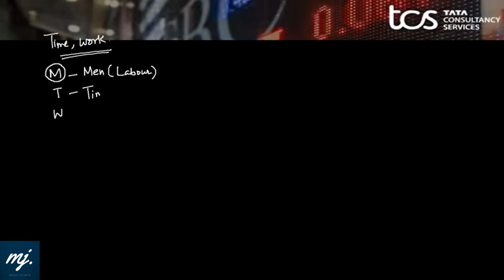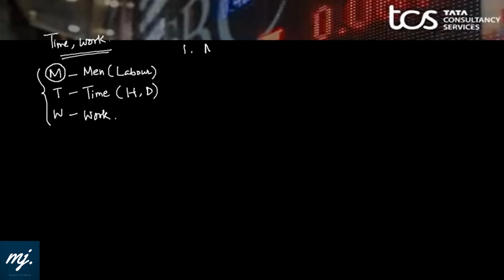T stands for time. Obviously, since we are talking about time and work, time should be there, and the normal nomenclature that we use for it is H and D. H stands for hours and D stands for days. And W obviously is the work which we need to do. Now first of all, we'll try to find the relationship between these three variables.